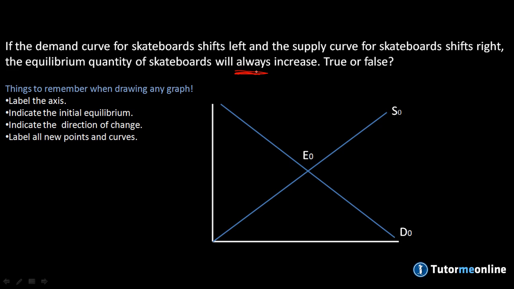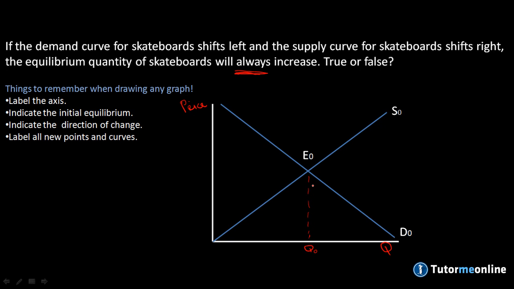Now there's the first things we need to remember when drawing any graph, especially in a test or exam. The first is that we need to label our axes. Now with a supply and demand curve, that's going to be our price on the vertical axis, and on our horizontal axis we're going to have our quantity. Now I've already placed the original supply and demand curves, and our original equilibrium is E0, so let's just indicate that our original equilibrium quantity is this Q0.